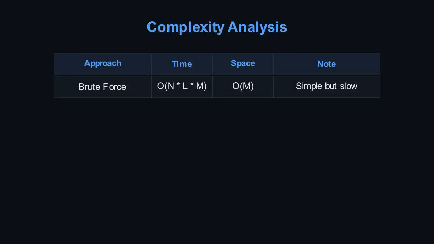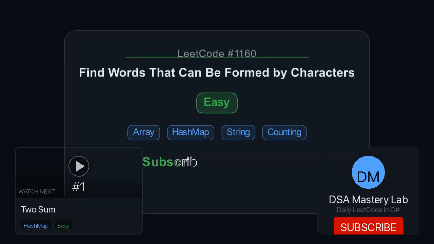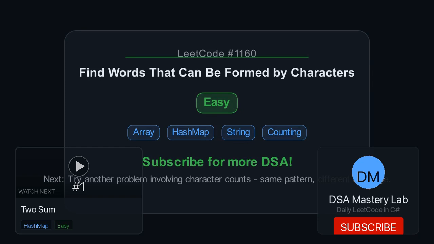The time complexity is O(n * L), where n is the number of words and L is the average length of a word. Space complexity is O(1), constant, because our frequency arrays are fixed size, 26 integers. Mastering frequency arrays is key for many string problems. Try another problem involving character counts.